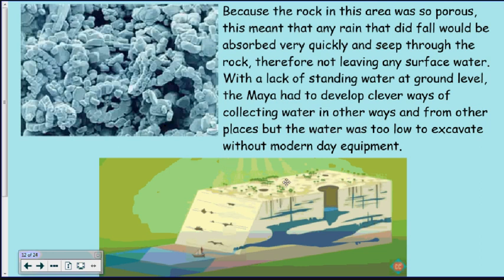You can see in this bottom picture, it shows a representation of the Maya land on the top, and you can see how there is no water on the top of that land. It is all seeped through, absorbed through the limestone, and held underground. But we're going to look at how they solved their problems to get the water.